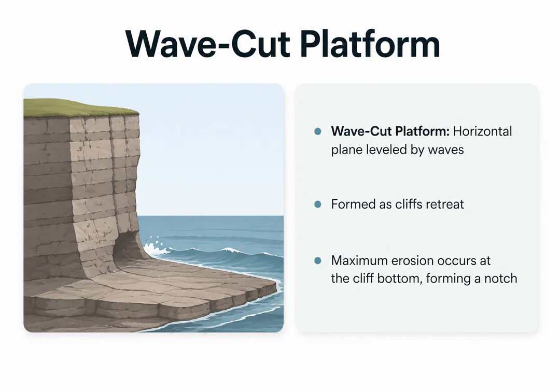As sea waves repeatedly strike a cliff, they erode it laterally, causing the cliff face to gradually retreat inland. This retreating cliff leaves behind a leveled, horizontal plane known as a wave-cut platform.